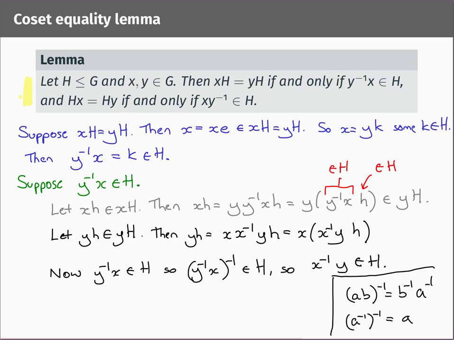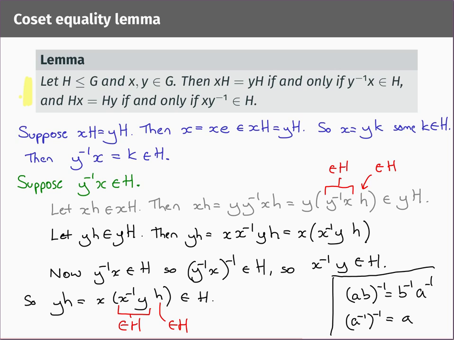Okay, so going back to our string of equations, yh was equal to x times x to the minus 1 y times h, and we've established that this part is in h and this part is in h. So because h is a subgroup, it is closed under multiplication, so that thing in brackets is also in h, so this whole thing is in xh.